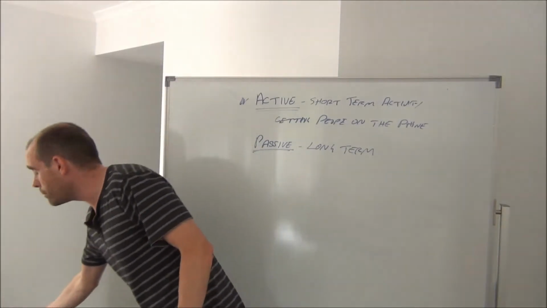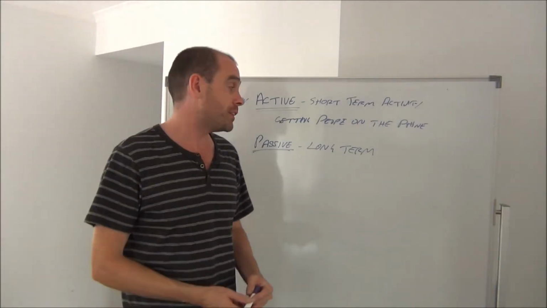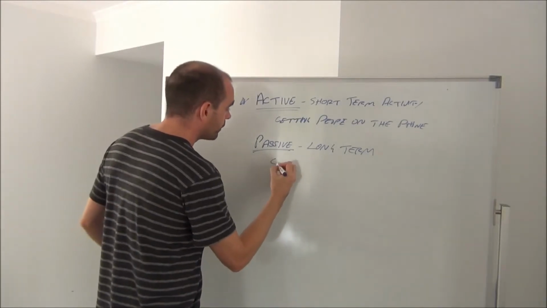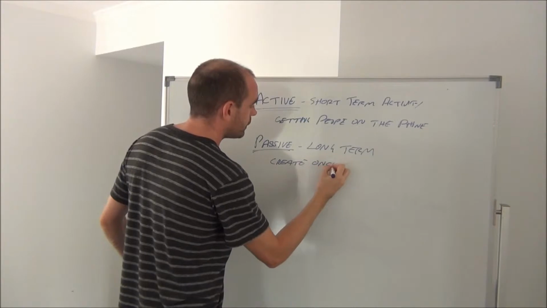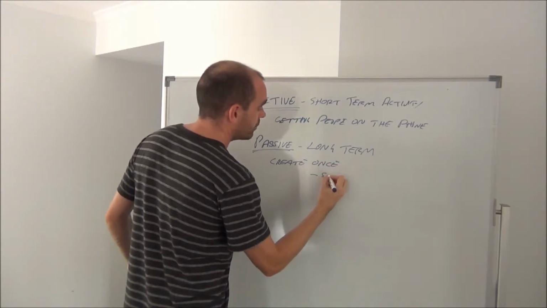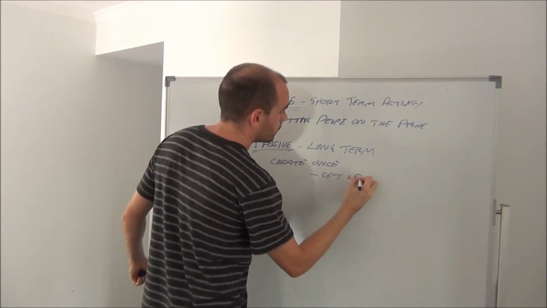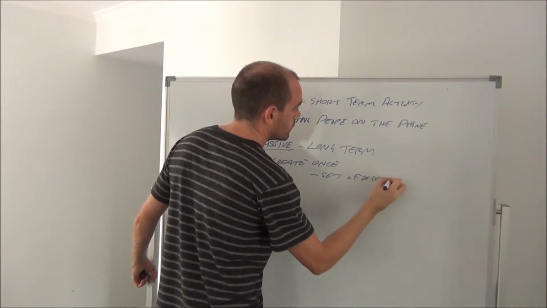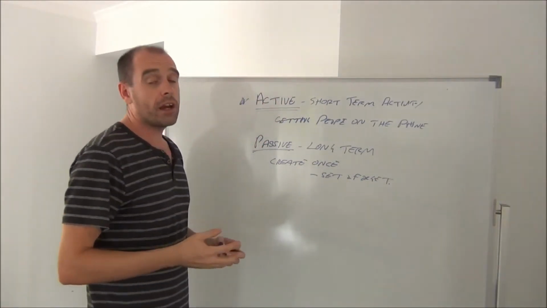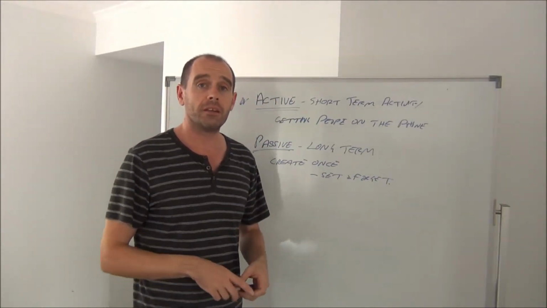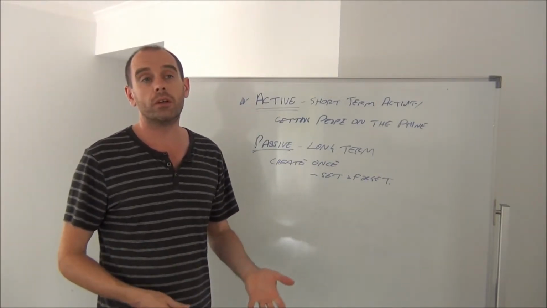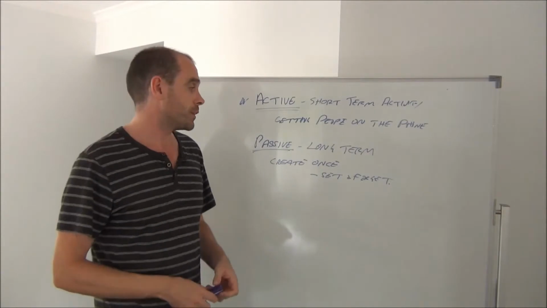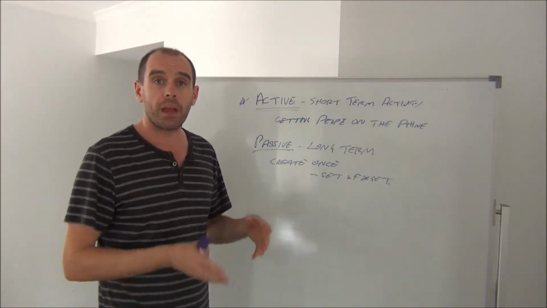So what exactly do we mean by passive? What we mean is you create it once. So you create it once and you basically set and forget. So you create a piece of content, and obviously that content is to market your business opportunity or your product or your service. You put it up there and then you leave it.